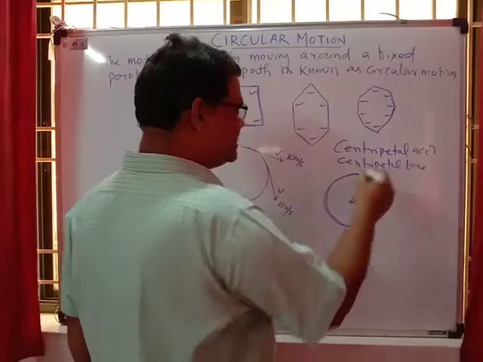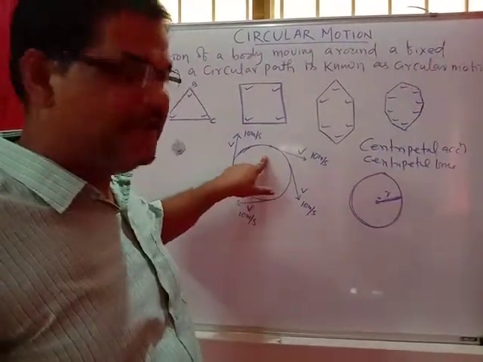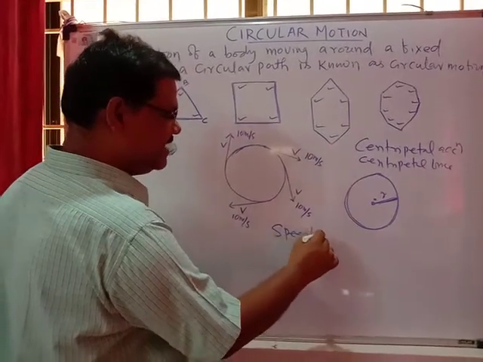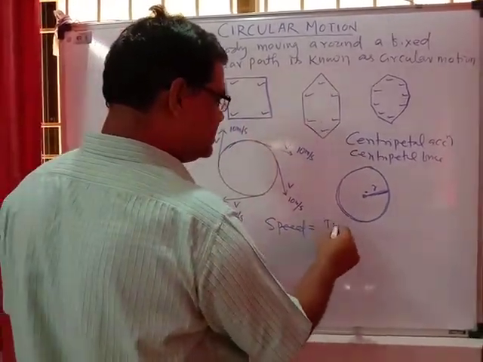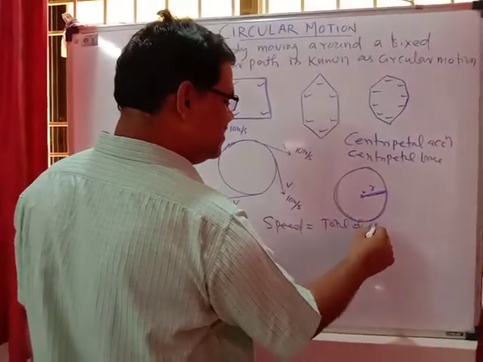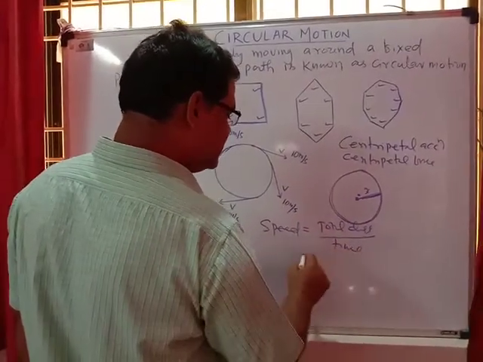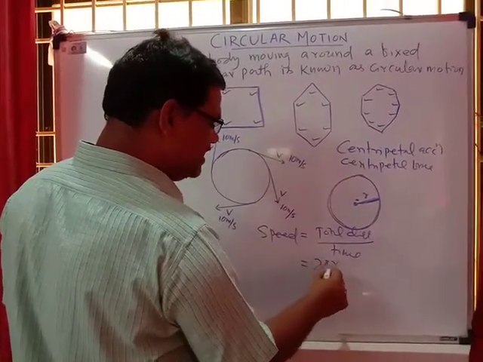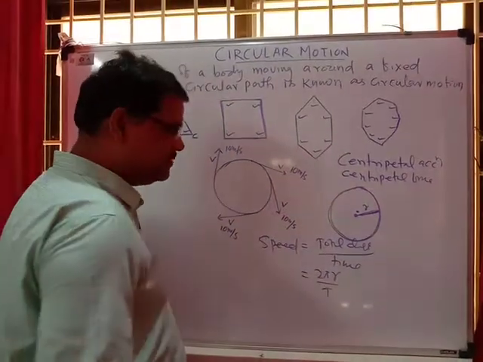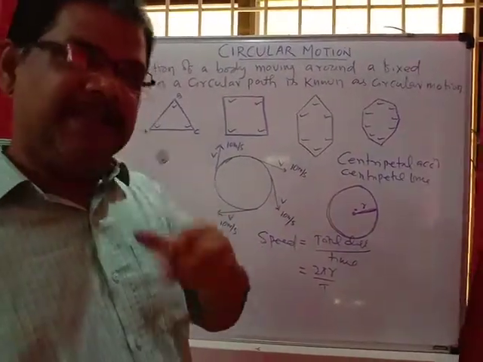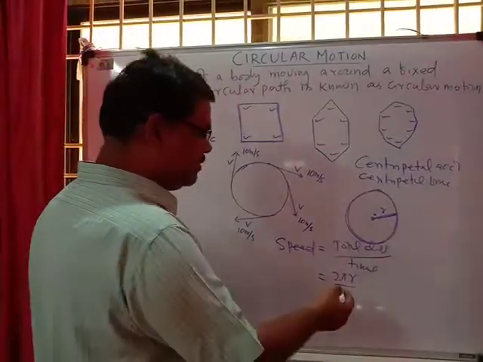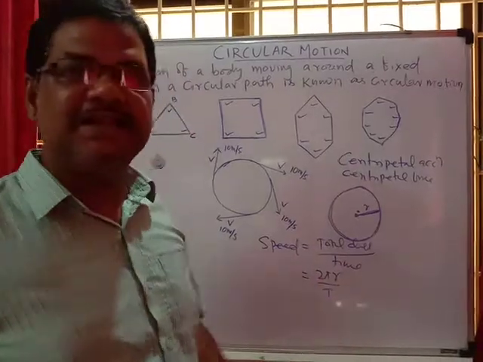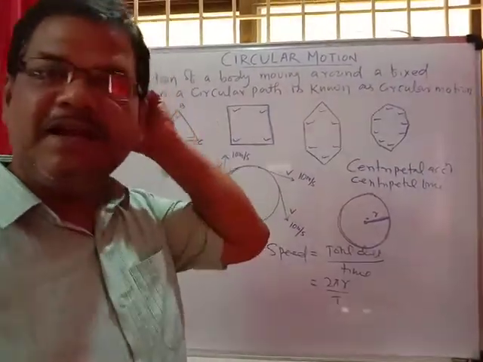If you want to calculate the speed of the object, it can be calculated at any instant. Average speed equals total distance divided by total time. In one complete rotation, the total distance is 2 pi r and the time is t, so the speed equals 2 pi r upon t. If it is moving continuously, you can calculate the speed, and what distance it travels in what time, using the formula 2 pi r upon t.